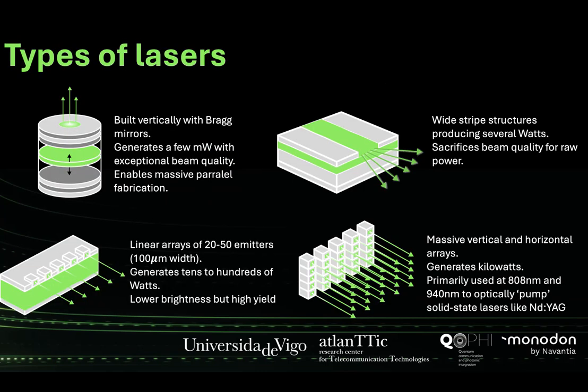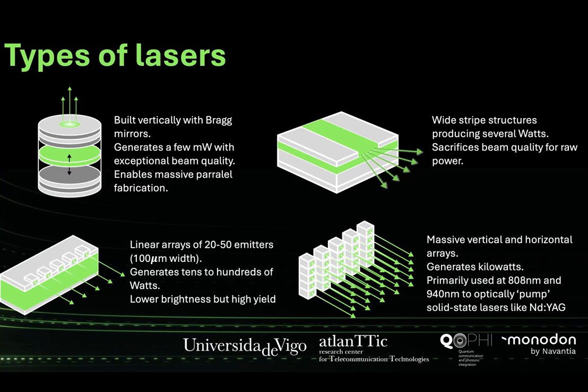Lasers come in many different architectures depending on the application. At the top we see VCSELs, vertical cavity surface emitting lasers. These are compact lasers that emit light vertically from the surface of the chip. They produce only a few milliwatts of power, but they offer excellent beam quality and can be manufactured in massive arrays. VCSELs are widely used in smartphones, facial recognition systems, optical communication, and data centers.